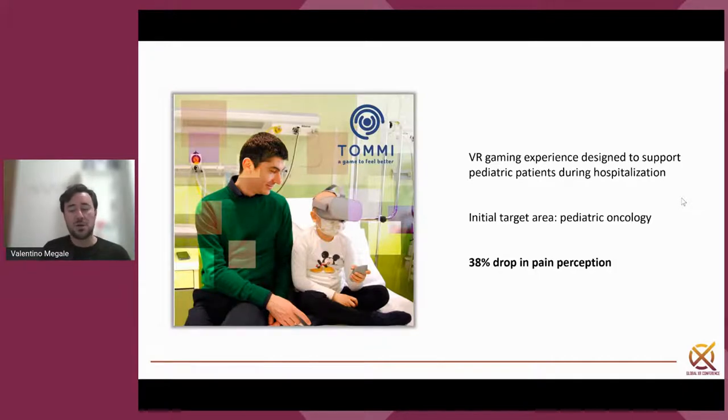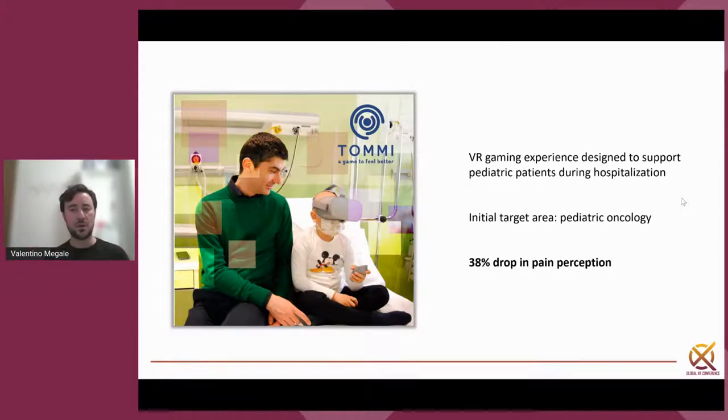What we saw with preliminary studies that we are doing with our partner hospital is that providing Tommy during routine medical treatments, from blood withdrawal to others connected to the pediatric oncology journey, we are able to reduce pain perception by 38%. This is promising initial data that is pushing us to get better and better in the field.